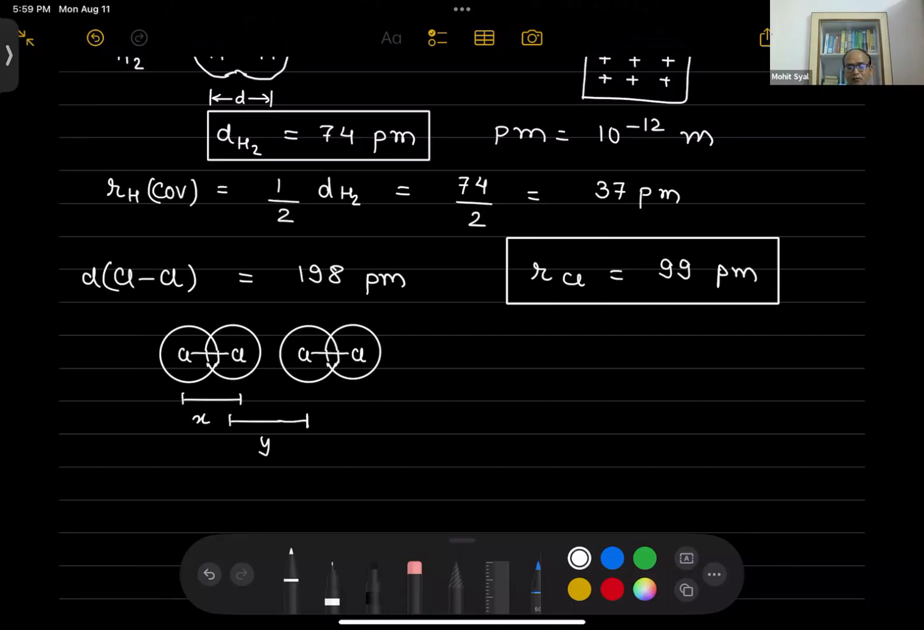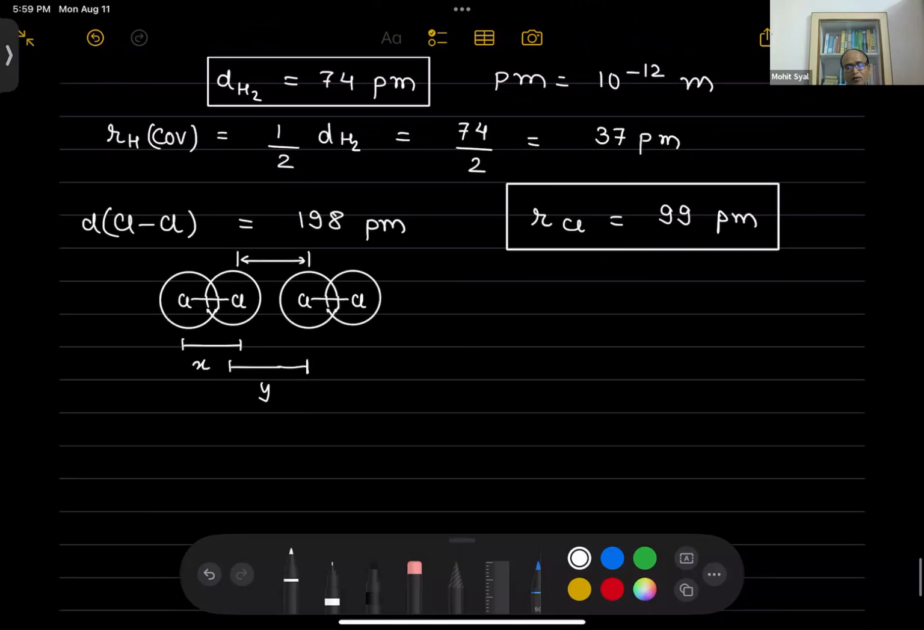The distance between the two nearest non-bonded atoms in the solid state: they should belong to different molecules, because within the same molecule they would be bonded. So X by 2 is half the distance between the bonded atoms. That is the covalent radius. Got it?